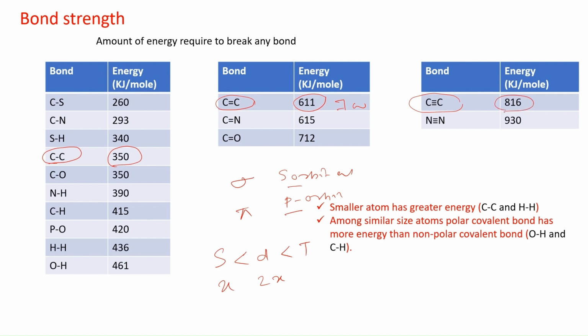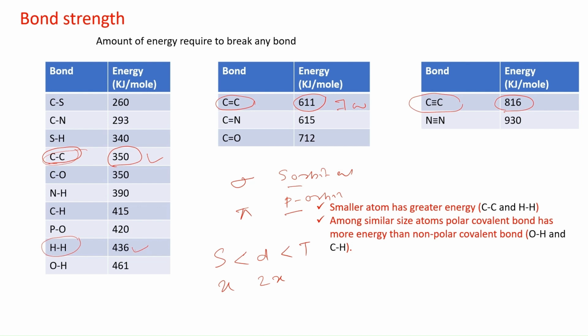Similarly, C triple bond C, the energy is 816. Correct? So, single bond, double bond, and triple bond: the energy increases as we go from single to triple bond. Correct? But the energy does not double. Okay? Now, one more thing to notice is if the atoms involved are smaller, like here C-C, here C-H. The hydrogen atom is smaller than the carbon atom, so the energy is more. It is 436, here carbon, it is 350. So smaller the atom, greater the energy.